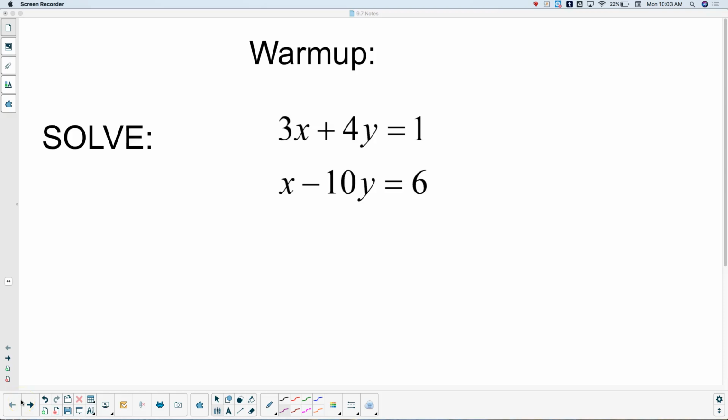Okay, so warm-up problem for you today. You've done it a bunch of times, so you shouldn't need any explanation on how to do that. But let's start with that one.